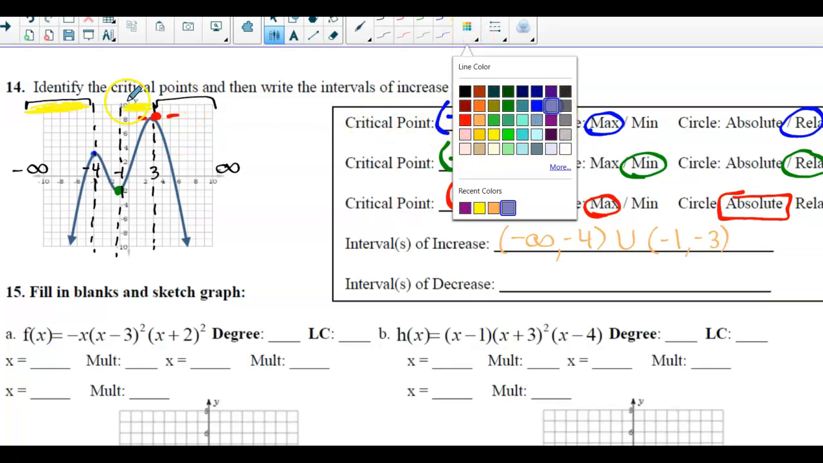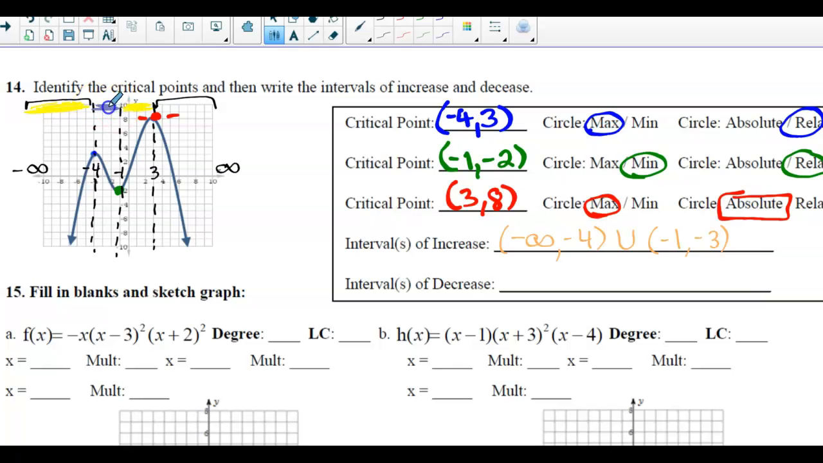That means it has to be decreasing on these others. So it's decreasing from negative 4 to negative 1, and then on the right, from 3 to infinity. I just realized I wrote this with a negative. That was supposed to be a positive 3 because it's this value right here, which is positive. All right, so there's our increase and decrease.